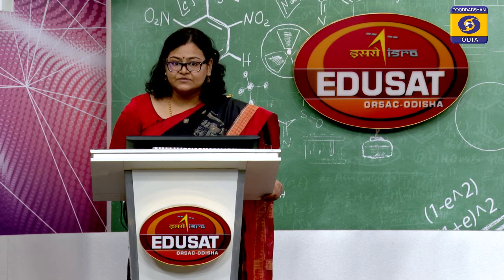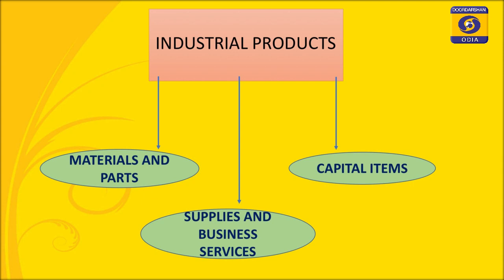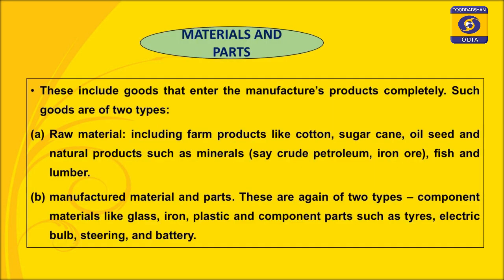Let us now go for the industrial product. Industrial products are again classified broadly into three headings: materials and parts, supplies and business services, and capital items. Materials and parts include goods that enter the manufacturer's product completely. That means these are the goods which are purchased to be used by the manufacturers, like the raw materials or manufactured materials and parts, which include your crude petroleum, iron ore, they are the raw materials, and the manufactured parts, they are the electric bulb or steering and batteries, they will constitute the materials and parts.